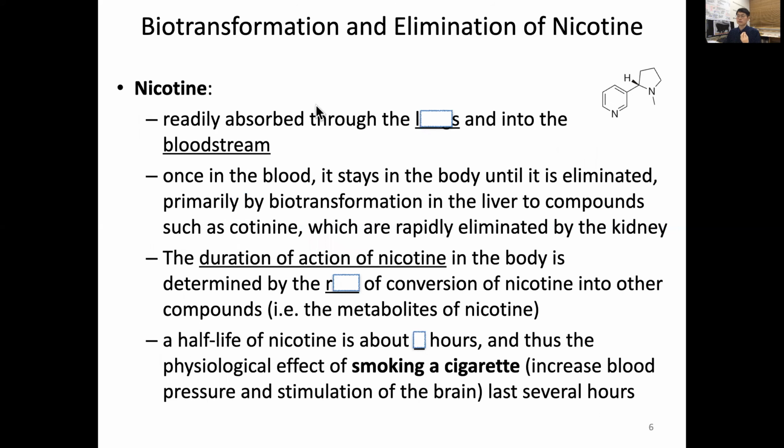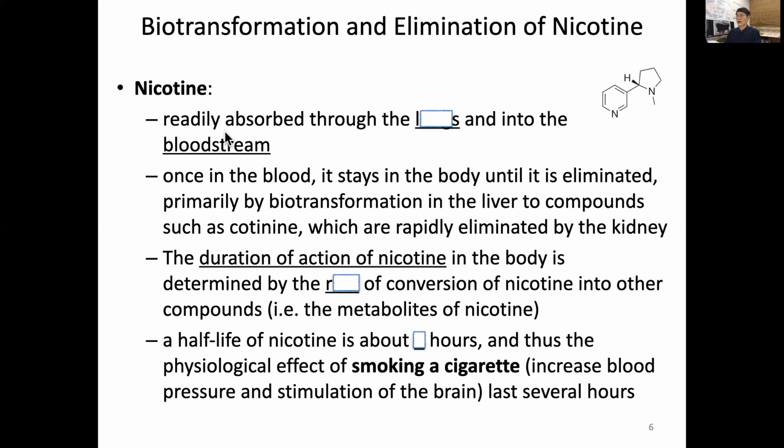So let's get to nicotine. This shows the chemical structure of nicotine. Nicotine is for smoking. I'm not sure whether you have smoking friends, or are a smoker yourself, or have parents who smoke. My daddy once smoked, so I know about this.